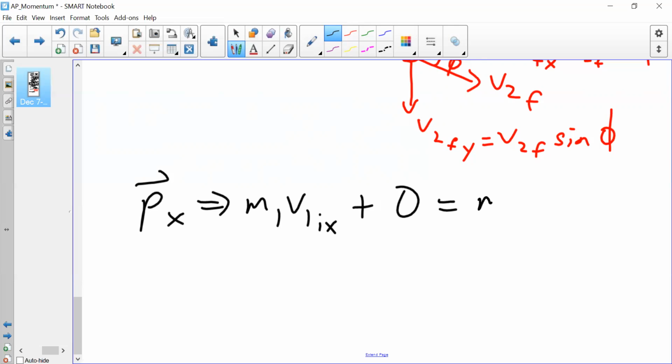Then they both fly off at different angles after the collision, and so then they'll have cosines of their momentum after, or we can just say m1 v1fx plus m2 v2fx, where v1fx is v1f cosine theta, and v2fx is v2f cosine phi.